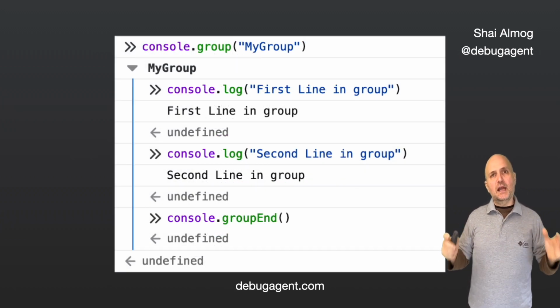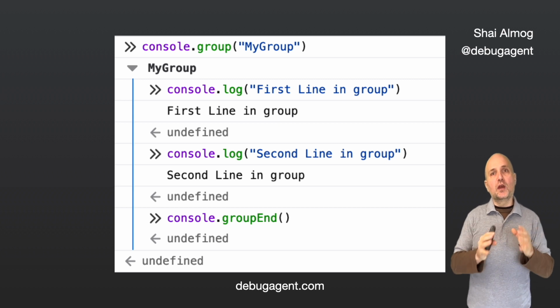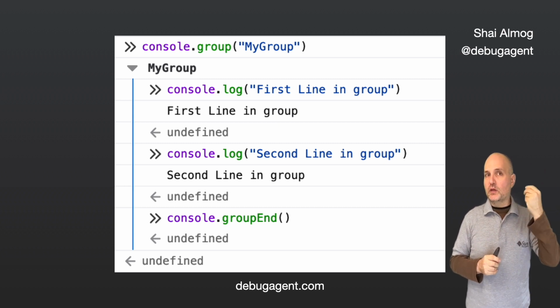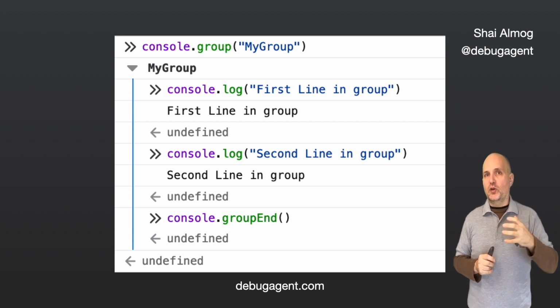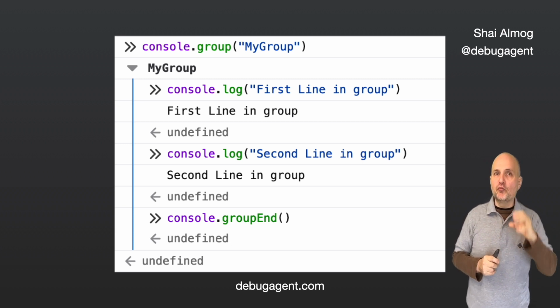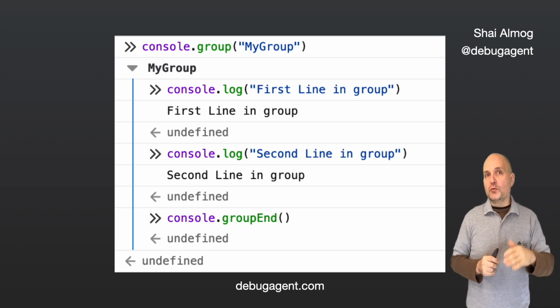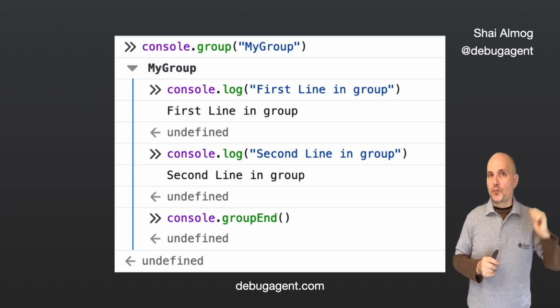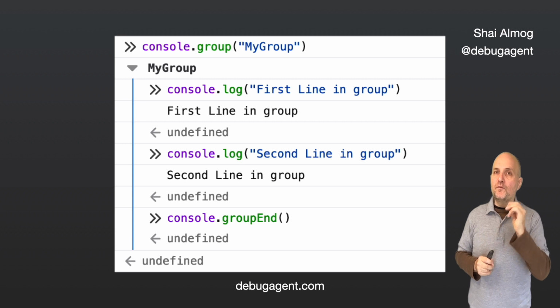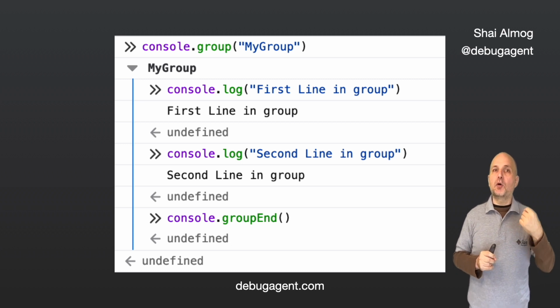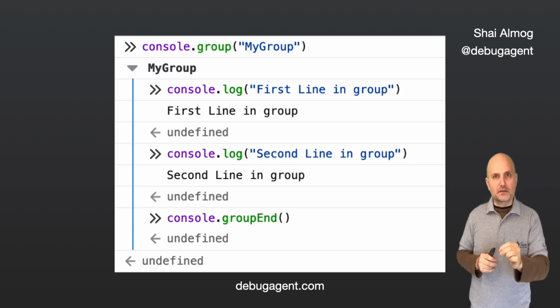Grouping lets us collect related printouts together in a collapsible group to keep the output organized. We can place all the logs related to a specific method in a group to reduce verbosity. To start a group, use console.group with the group name. This opens a collapsible region with the given name. Every following printout will be a part of that group until you invoke console.groupEnd.